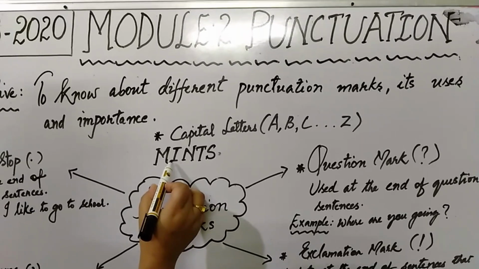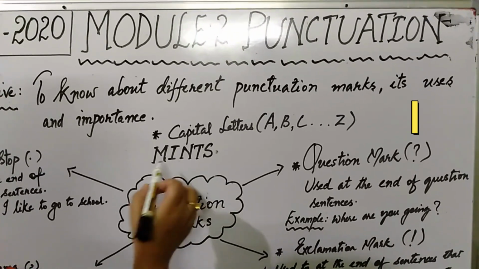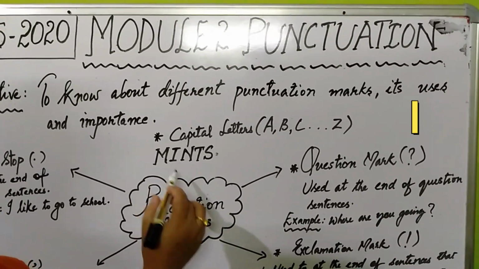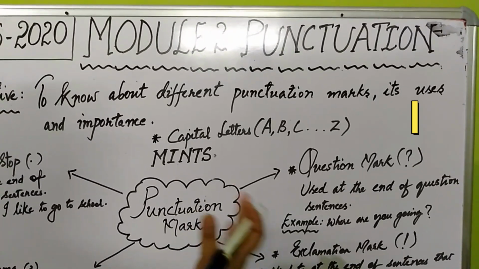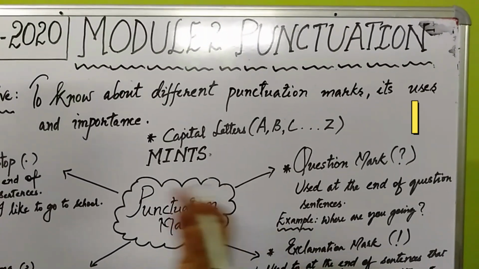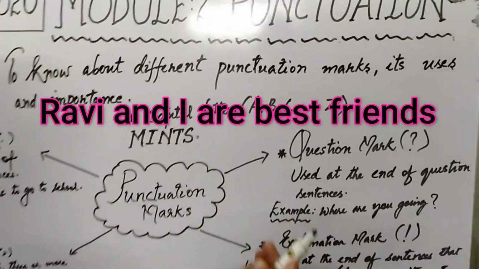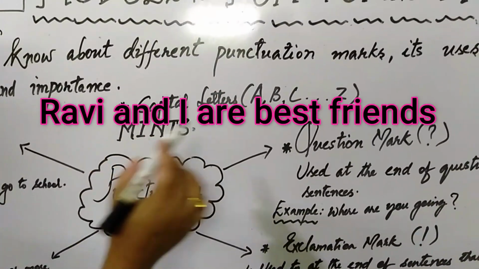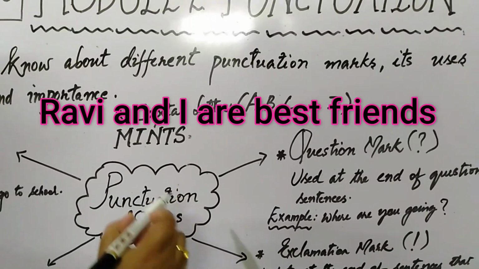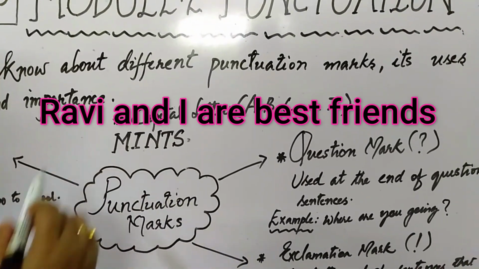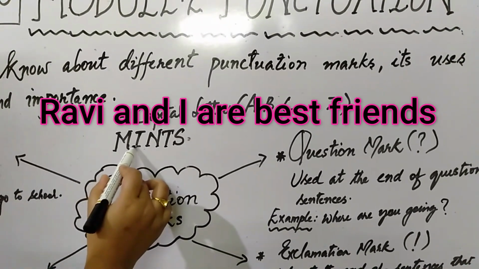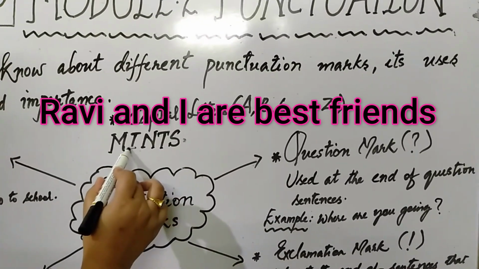The next one is I. What does I stand for? I stands for whenever you talk about yourself, the pronoun I. When you refer to yourself, we never write a small letter i. Rather, we write it as a capital letter. So, I refers to the pronoun I.